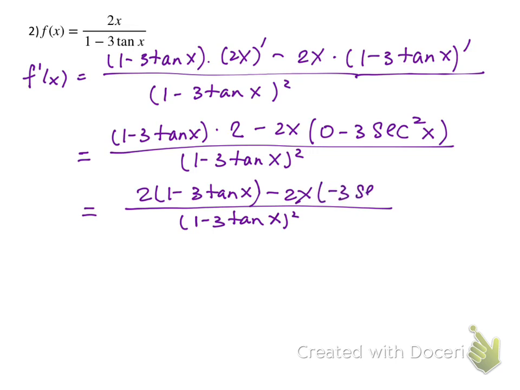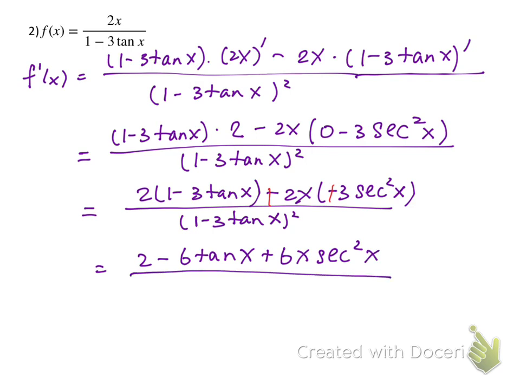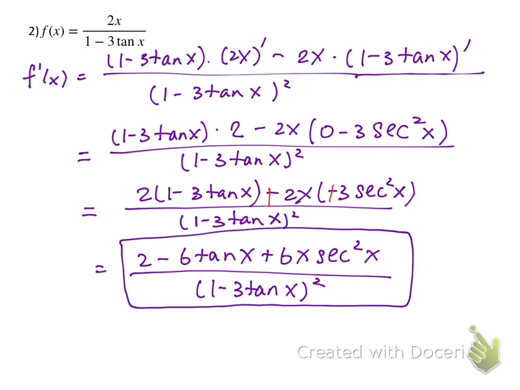I'm having negative 3 secant squared x. Then this is 2 times 6, tan x. Negative times negative gives you positive. Plus 6x secant squared x. Secant squared means secant x squared. Then the whole thing over the denominator squared. Well, this is kind of a huge expression, but as you should know by now, when you start with a little bit complicated expression, things get worse quite fast.